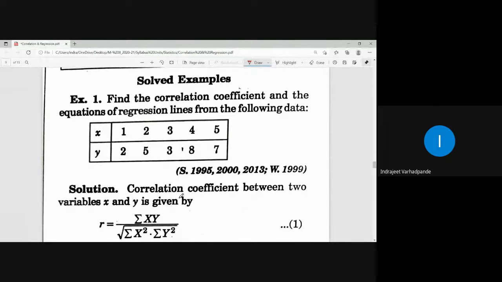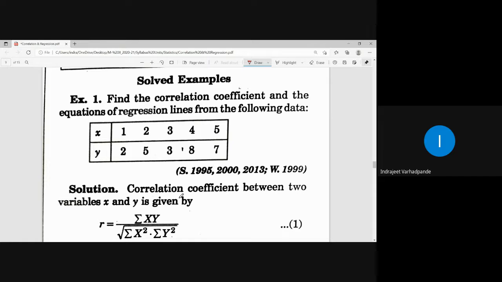The very first example is related to the correlation coefficient and lines of regression. As I have told you before also, examples related to the correlation coefficient are not only restricted to r, but simultaneously in the same example you will be asked to calculate the lines of regression.